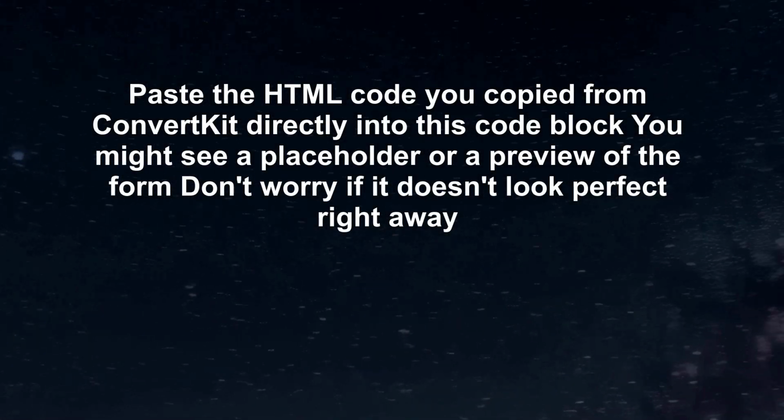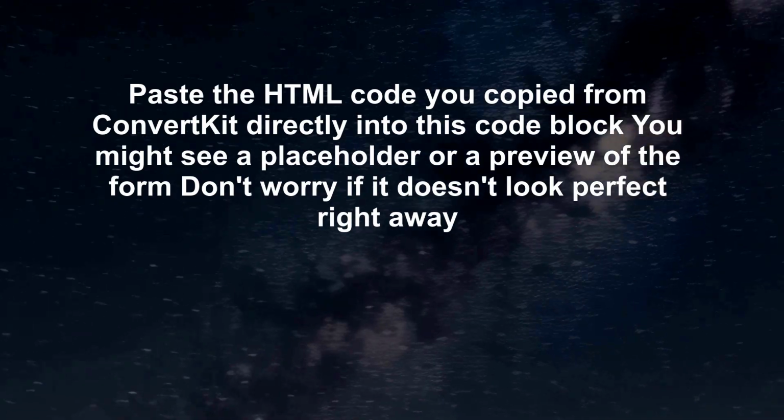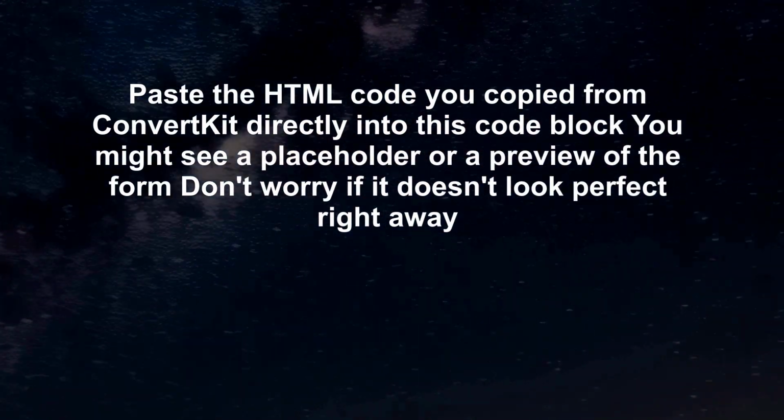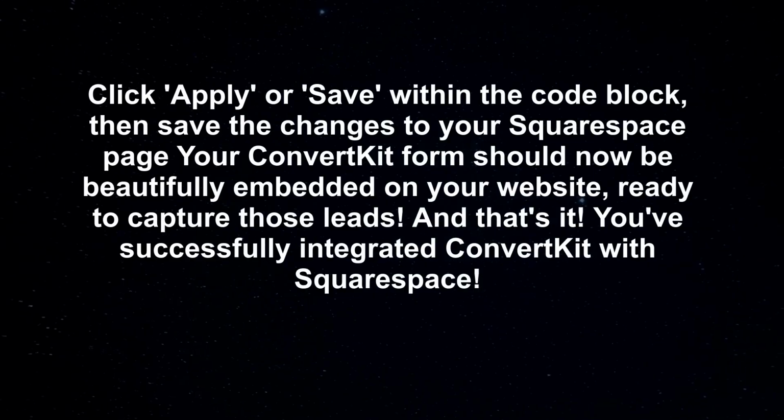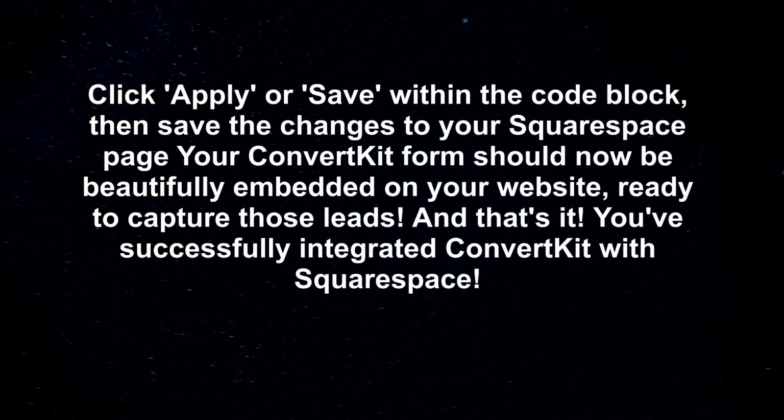You might see a placeholder or a preview of the form. Don't worry if it doesn't look perfect right away. Click Apply or Save within the code block. Then save the changes to your Squarespace page.